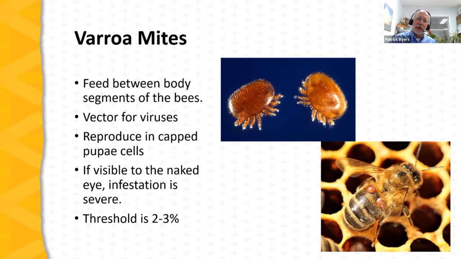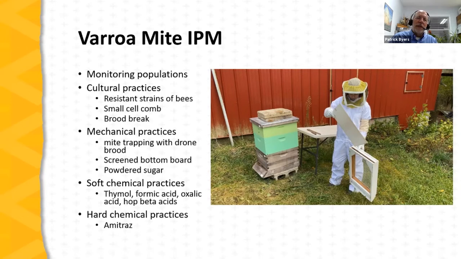Okay, let's talk about varroa mite integrated pest management. The first step, of course, in any integrated pest management strategy is to monitor the population of the pest. And again, you can see the beekeeper here placing a sticky board over a screened bottom board. And this is a good way to just quickly monitor if there are any varroa mites present in the colony. Most colonies have some level of varroa mite present in them. And oftentimes the first warning is by observing a sticky board under the hive.